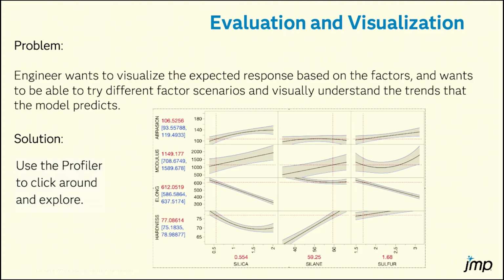If I want to know at this factor setting, at silica equals 0.554, silane equals 59.25, and sulfur equals 1.68, at this setting, what is the predicted value of elongation? Very easy for me to use the profiler to answer that question. What is a 95% confidence interval on that? And if I wanted the prediction interval, also very easy for me to request that from JMP.